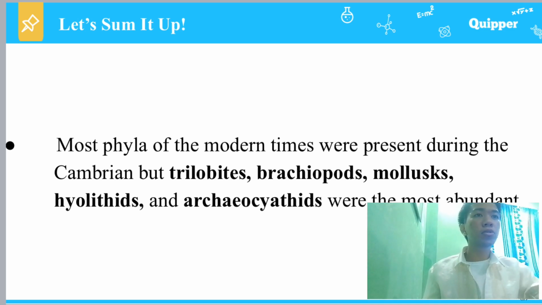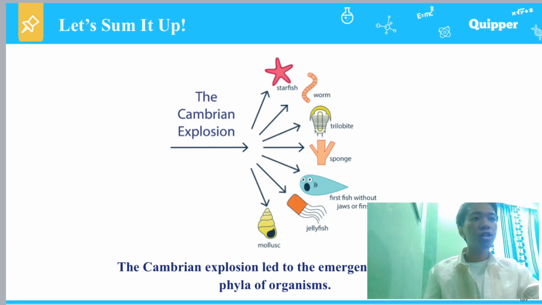So the Cambrian explosion consists of starfish, worms, trilobites, sponges, the first fish without jaws or fins, jellyfish, and seashells. An example of jawless fish such as ostracoderms were primitive armored fish that lived during the Paleozoic era, around 450 to 400 million years ago.